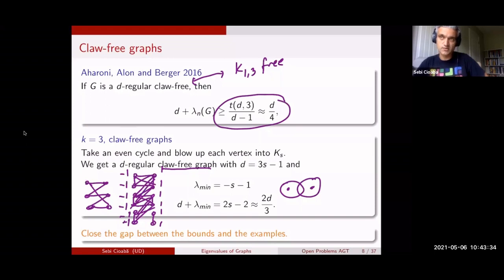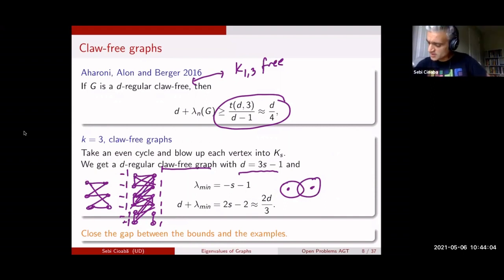I'll talk a little bit about the proof, and I think their lower bound should be improved. I don't think it's tight, but also the constructions work only in this range, d equals 3s minus 1. So if you're claw free, you're just starting with a 5-regular graph, and so on, 8-regular and so on. So for other degrees, what other constructions can you find?